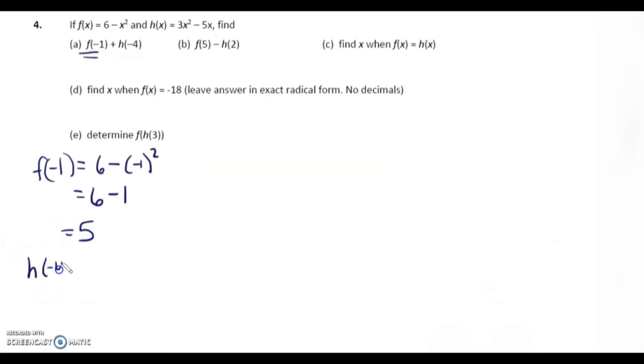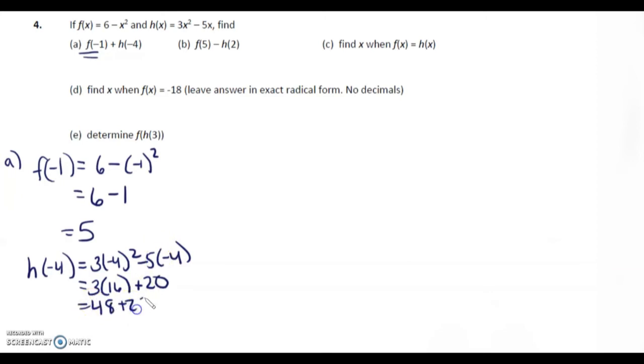Now I do h at negative 4, which is 3(negative 4) squared minus 5(negative 4). So 3 times 16 minus, or plus 20, right? Negative 5 times negative 4 is just 20. So I get 48 plus 20, and I get 68. So going back up here, we can just say like, okay, 5 plus 68, I get 73.